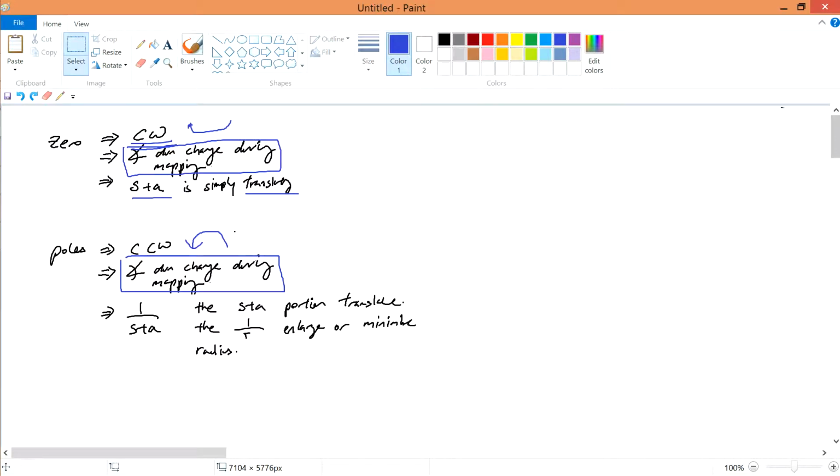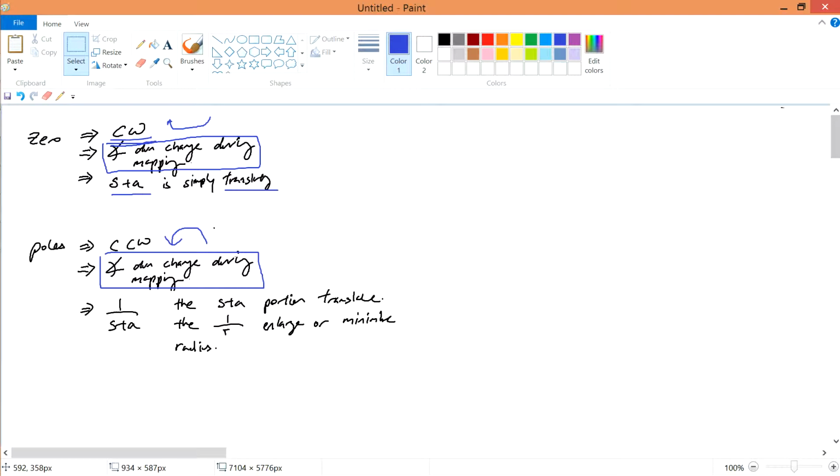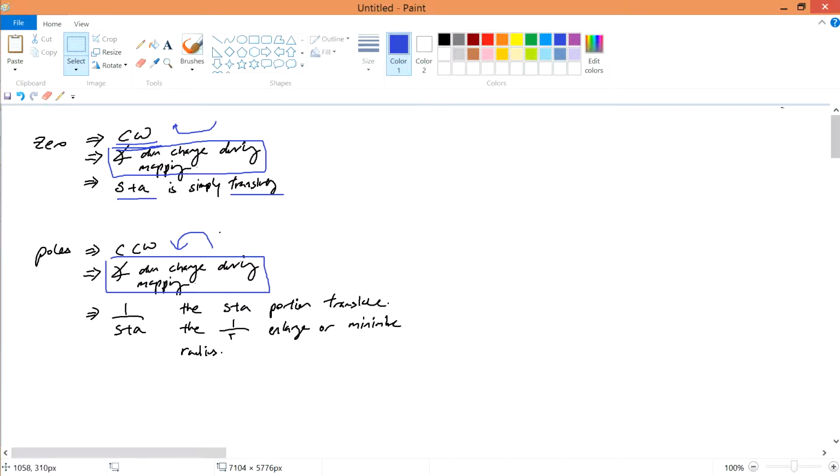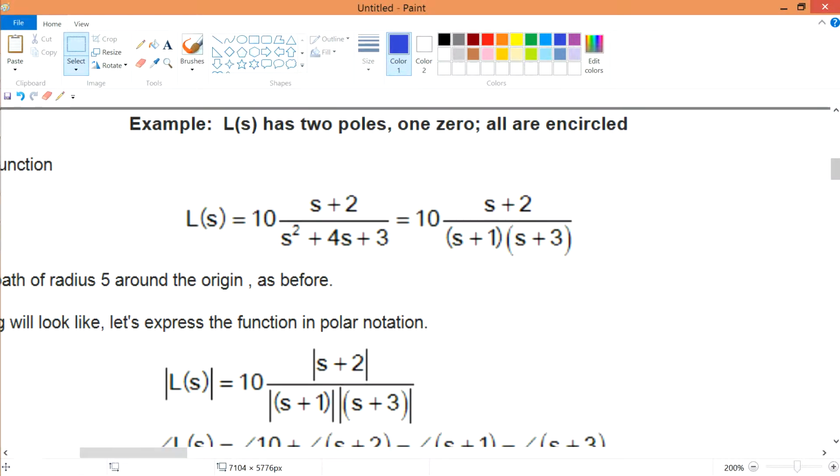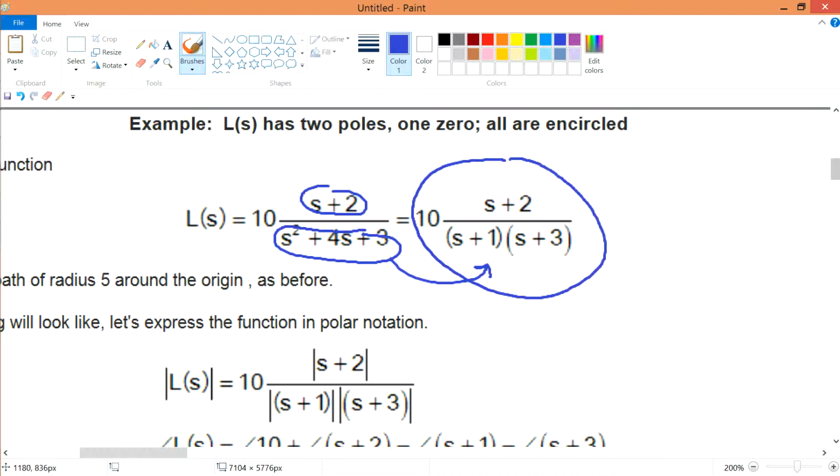So we're going to utilize all these concepts that we have found to build up our understanding of poles and zeros. We're going to combine zeros and poles now, to finally understand exactly the Nyquist stability criterion. To start, we have an example. This example talks about a zero and two poles.